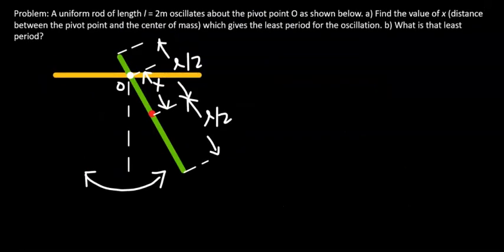Problem 2. A uniform rod of length 2 meters oscillates about the pivot point O, so that is the pivot point.